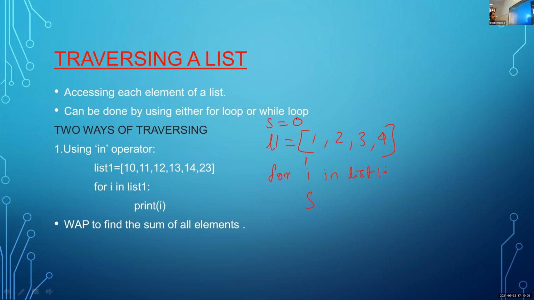Ma'am, SI. SI means S of I. Okay, S of I. Ma'am, and then print I. Here first I want to take this 1 and add that 1 with the 0. How can we write that statement?